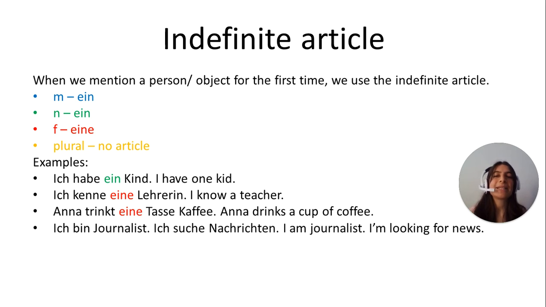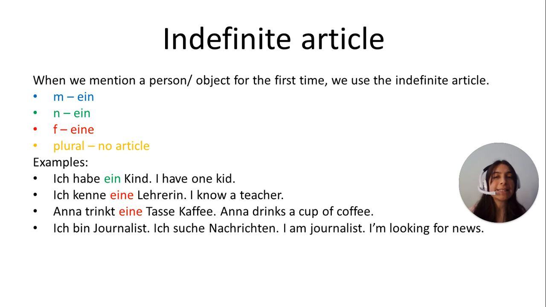Let's see what happens here with the indefinite article. Here we have for masculine and neuter the same article, ein. Then for feminine, we have eine. And for plural, we have no article at all. Here I have brought some examples. Ich habe ein Kind. Ich kenne eine Lehrerin. Anna trinkt eine Tasse Kaffee. Or ich bin Journalist. Ich suche Nachrichten.